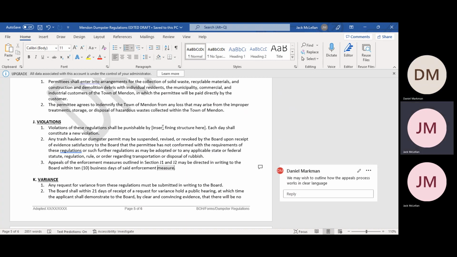You could have a dumpster that is merely being overfilled. That wouldn't be the dumpster company's doing. It would be the homeowner or the contractor, the people that are using the dumpster, that are filling it above the fill line, and it's spilling out.